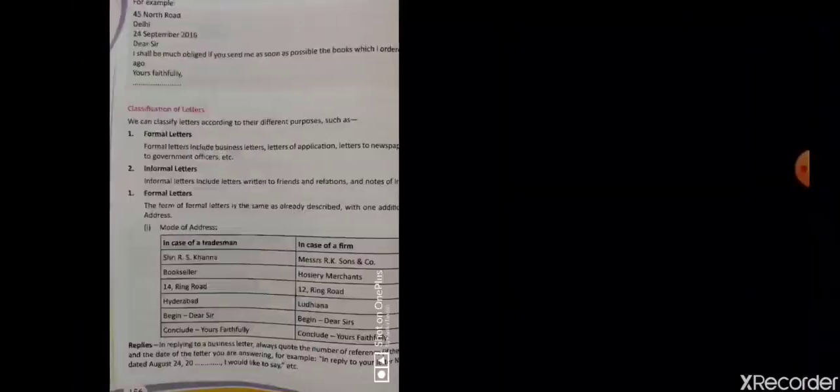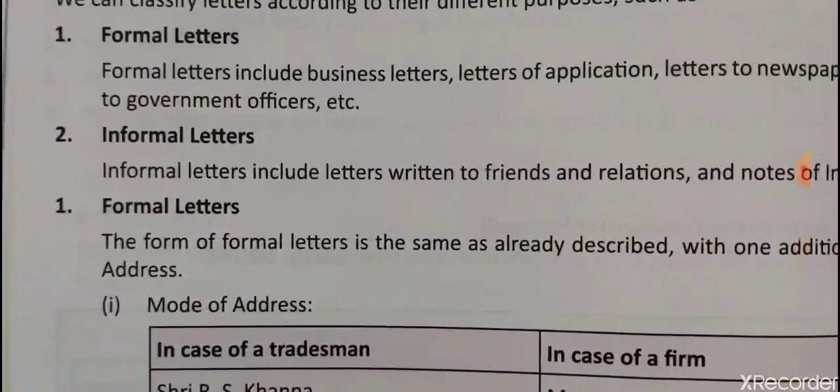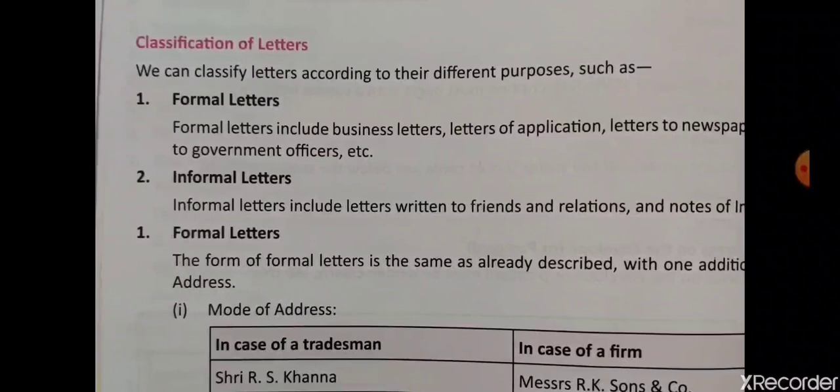Now coming to the types of letters. Letters are classified into two types. One is formal and the other is informal. Formal letters are those written to some kind of official, or applications, like when you're writing to the principal of the school, to the management of the school, to the head of the society or the head of the municipal corporation. These are officials, right? And we have to be very formal and very polite in this.